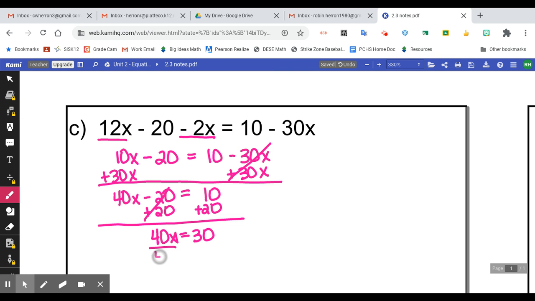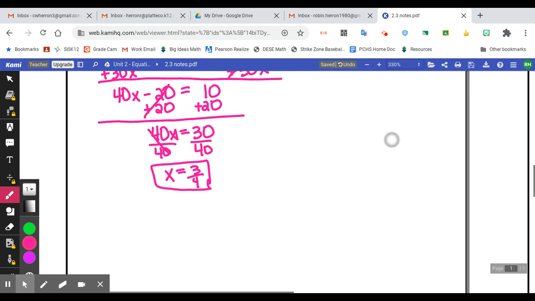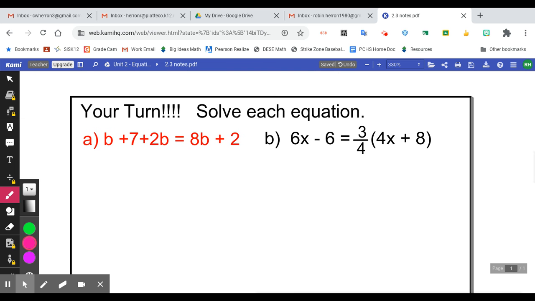And like we talked about yesterday, you can tell right now that this is going to be a decimal. So we're going to leave it as a fraction. And simplify. So I'm going to have x equals 3/4. Okay. Pause your screen. Try them on your own.